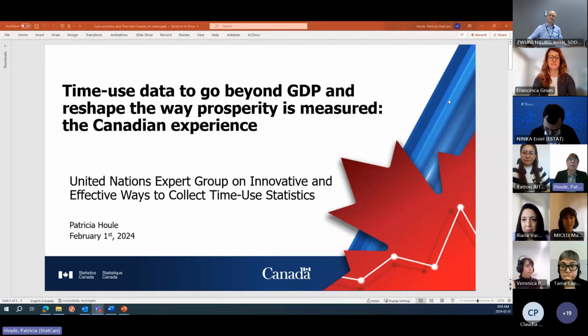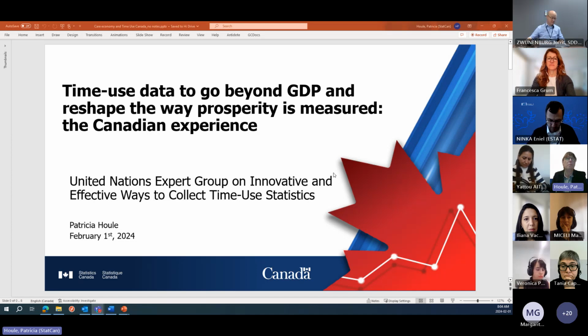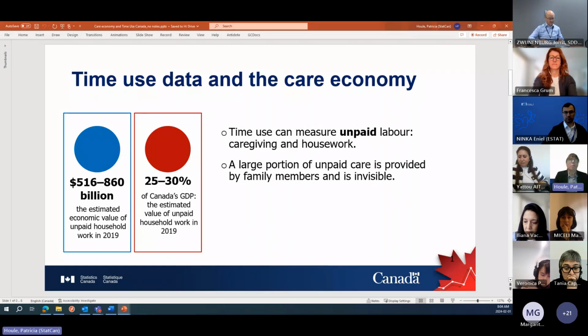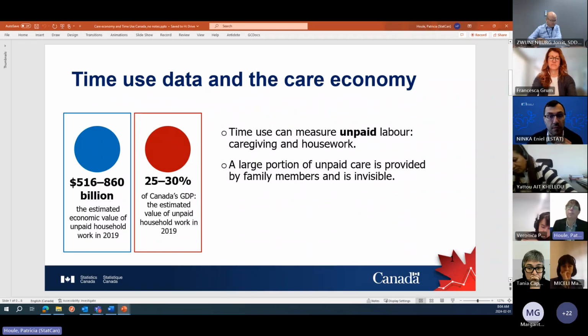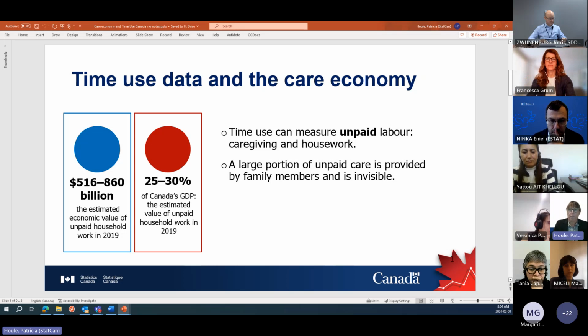Okay, so welcome everybody. Good morning, I would say, and we'll discuss a little bit how time use data will be used beyond GDP, and specifically for the care economy project that we are starting. Okay, so why is it so important to have the use of time use data? Well, the unpaid care done by family members most of the time remains invisible and not reported.